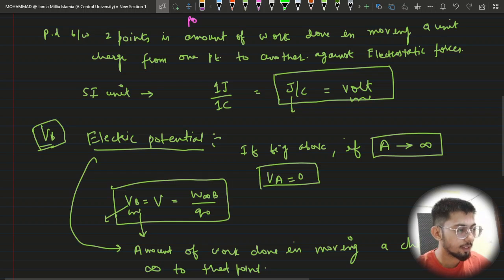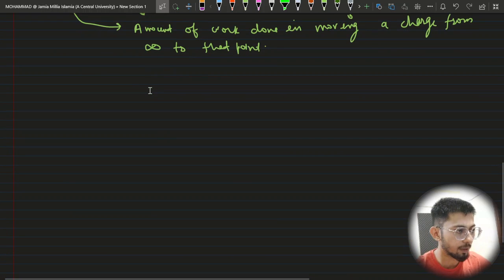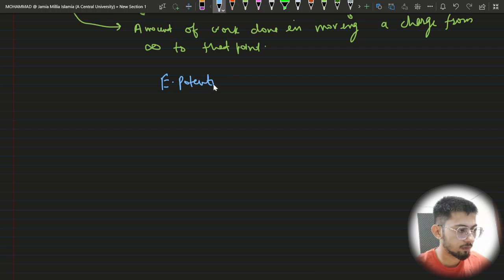Now let us see what the potential due to a point charge is. We studied the electric field due to a point charge. Let us see what will be the potential due to a point charge. Electric potential due to a point charge.